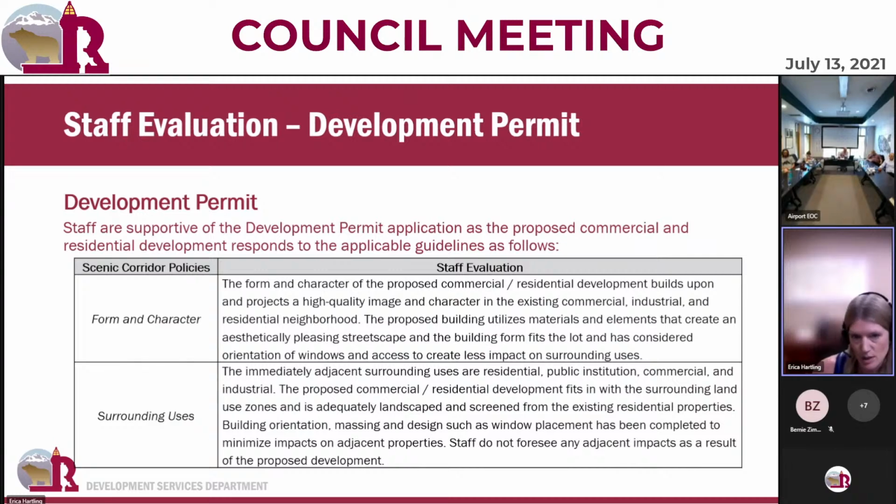So then getting into the development permit, which is for the form and character of the site and the building. So going into the form and character, staff are supportive of the development permit as it's proposed. As the proposed commercial residential development builds upon and projects a high quality image and character in the existing commercial, industrial, and residential neighborhood. And the proposed building does utilize materials and elements that create an aesthetically pleasing streetscape, and the building form fits the lot and has considered orientation, as discussed, of the windows and access to create less of an impact to the surrounding uses.